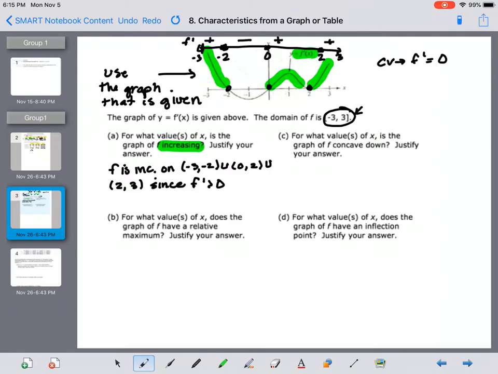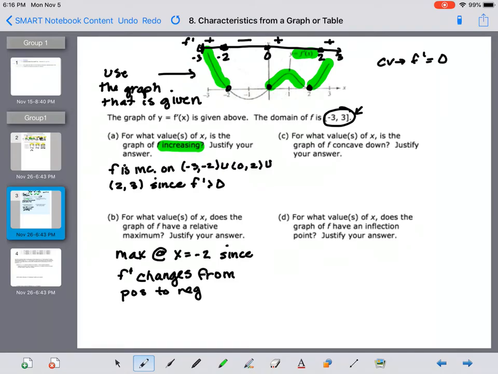Just like we did algebraically, all I'm doing is taking this graph and putting it into the number line that we're used to, which makes it a little bit easier because now I can say we have a max at x equals, and remember I'm looking where I'm changing from positive to negative, and the only place that happens is at -2. And I want to justify using my f prime graph, which is what I would use anyway. F prime changes from positive to negative.